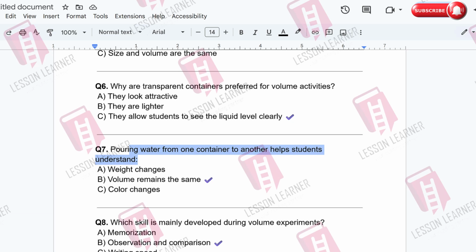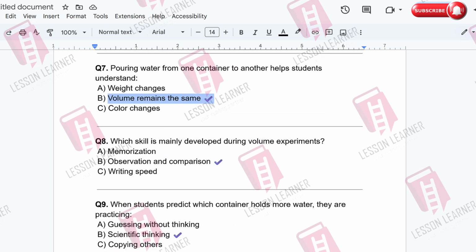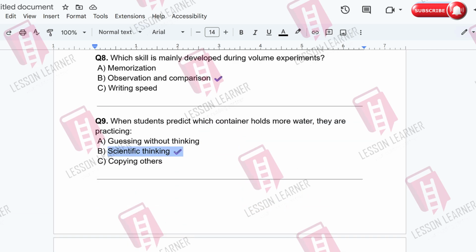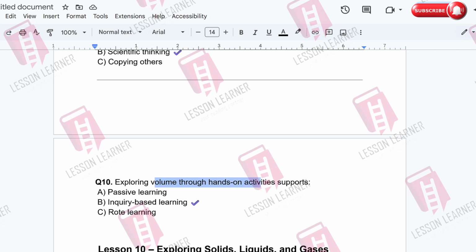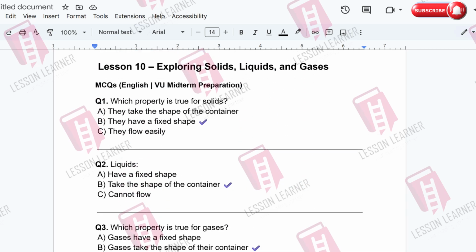Pouring water from one container to another helps students understand volume remains the same. Which skill is mainly developed during volume experiment? Observation and comparison. When students predict which container holds more water, they are practicing scientific thinking. Exploring volume through hands-on activities supports inquiry-based learning.